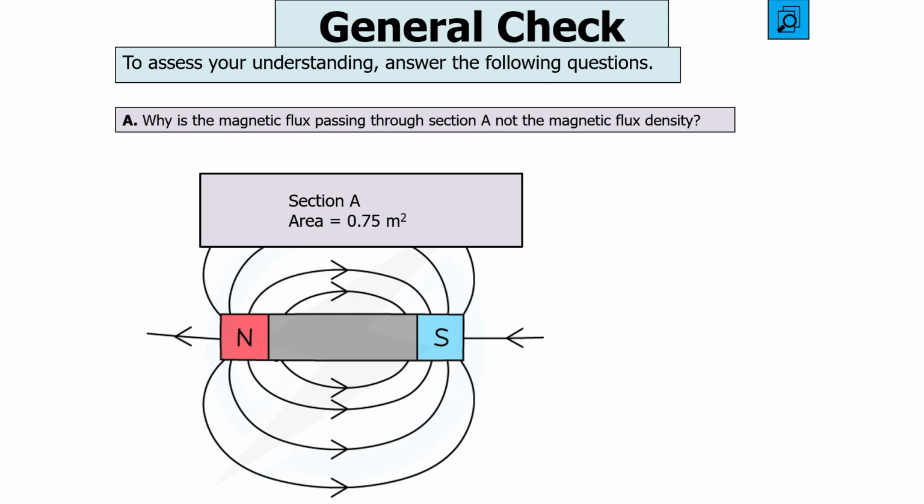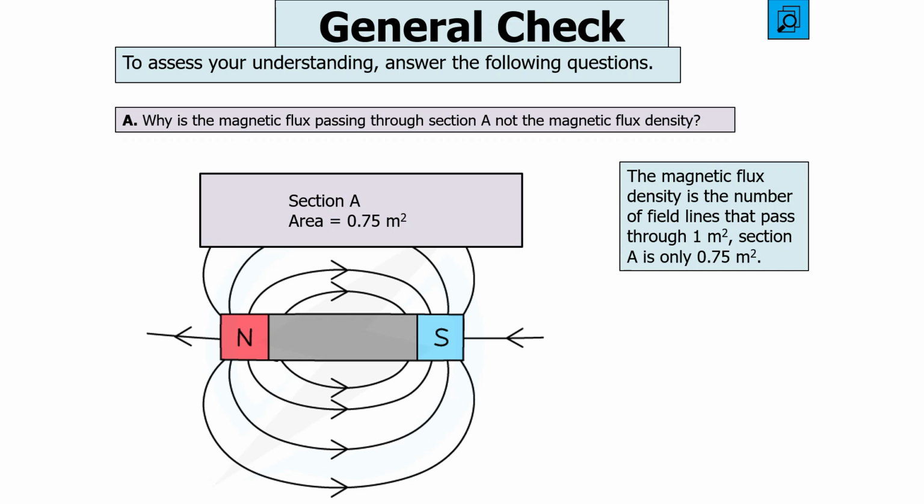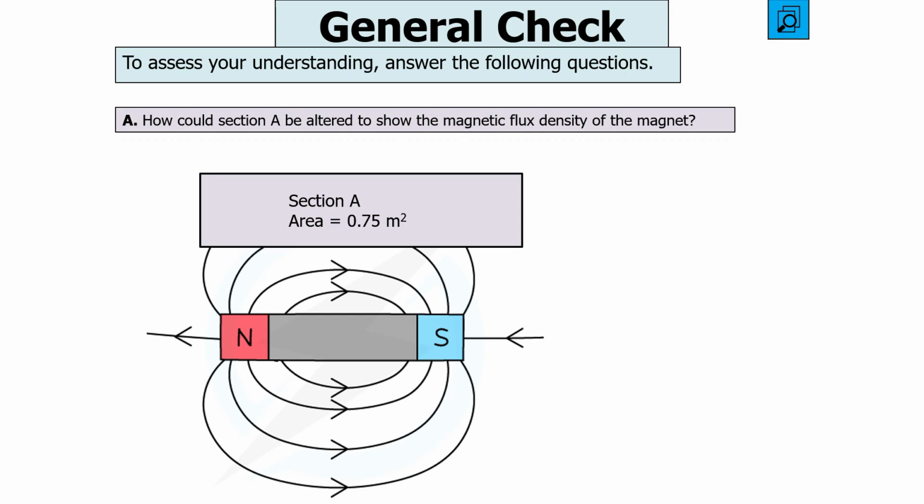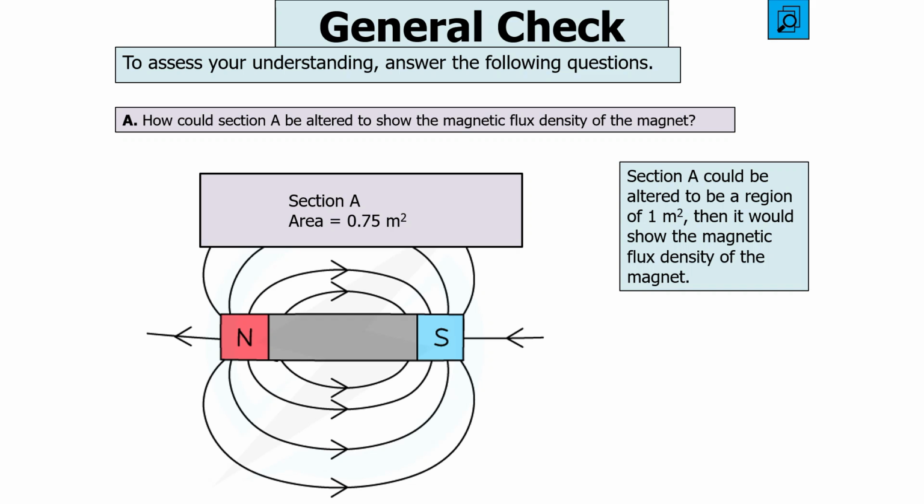Why is the magnetic flux passing through section A not the magnetic flux density? The magnetic flux density is the number of field lines that pass through 1 metre squared. Section A is only 0.75 metres squared. How could section A be altered to show the magnetic flux density of the magnet? Section A could be altered to be a region of 1 metre squared, then it would show the magnetic flux density of the magnet.